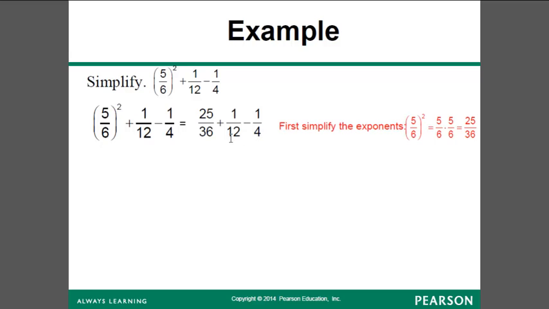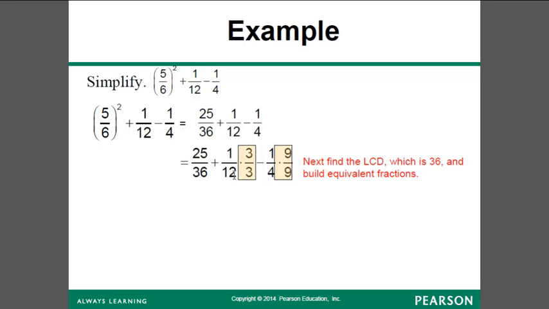Now that I have simplified my exponent, I am left with addition and subtraction only. I have no multiplication or division. Before I add or subtract, I must first find a common denominator, my LCD. Looking at my current denominators, 36, 12, and 4, I notice that 36 will be my LCD. Once I find my LCD, I must figure out what I multiply the 12 and the 4 by to get 36. I must multiply 12 by 3 to get 36.